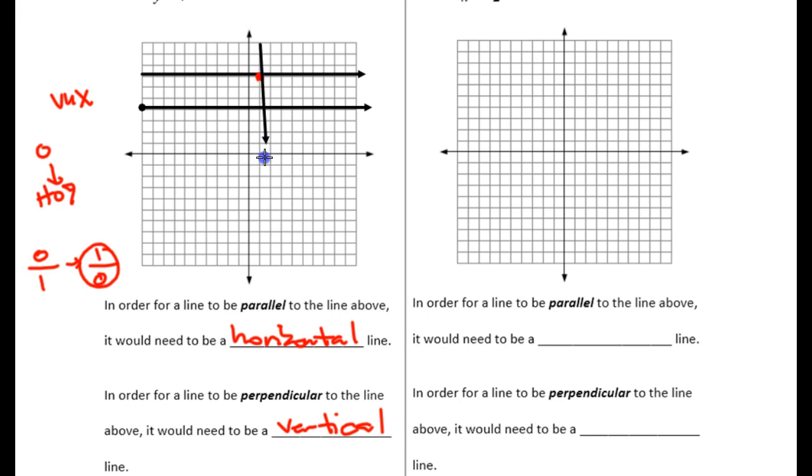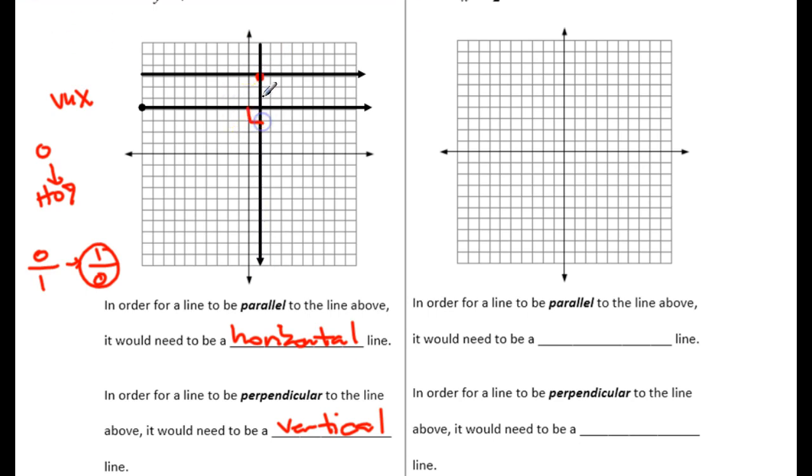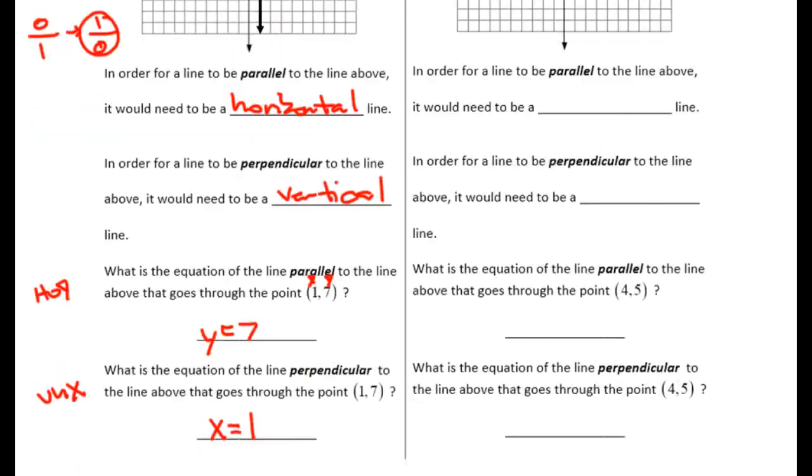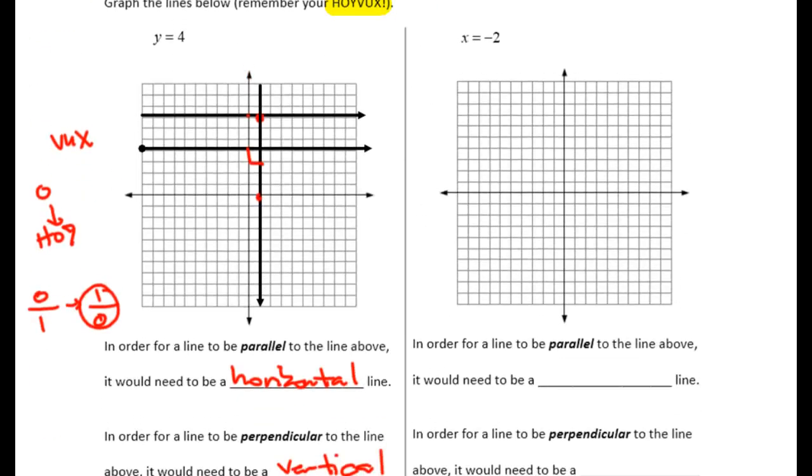So perpendicular through that line will go like this, because that makes it 90 degrees. And that line is at x equals 1. Okay? So that's how your Hoi-Vux can still help you here. Okay? Let's try a little more practice.